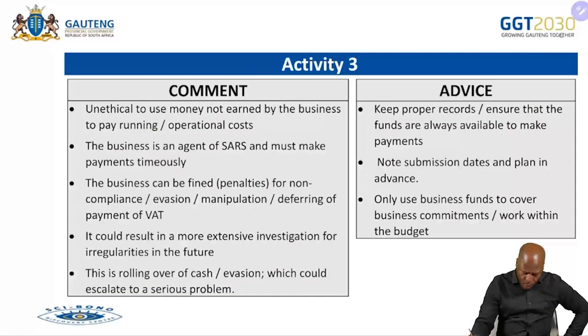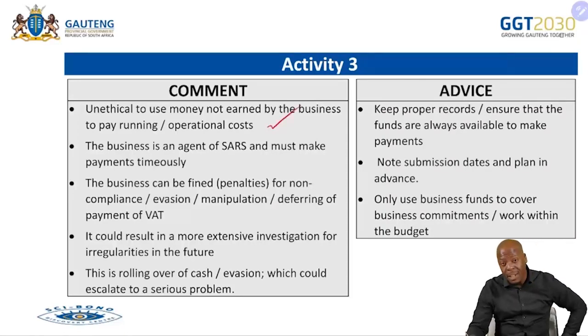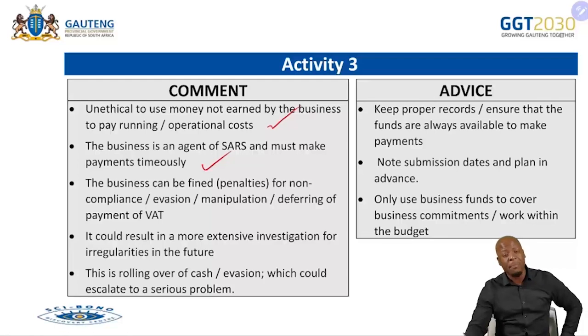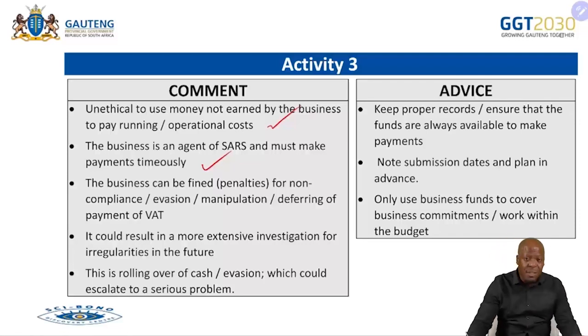Let's see now what is your advice. Now, this is unethical to use money that is not earned by the business, especially the money that is collected on behalf of SARS. The business is an agent of SARS and must make payments timeously. Remember, we are not collecting the VAT for ourselves. We are collecting it on behalf of SARS. We're an agent of SARS the moment you become a VAT vendor.